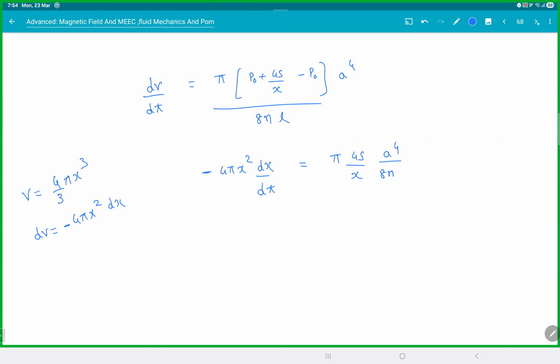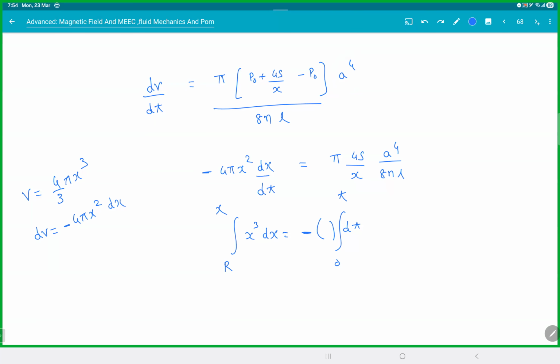Everything is constant there. So this would be x cubed dx is equal to minus blah blah blah dt into that constant. Integrate this and you're done. Limits will go from initially r to x, and the time limits will go from 0 to t. That a is constant, right? Radius of the pipe.